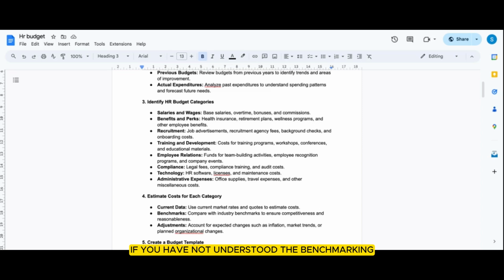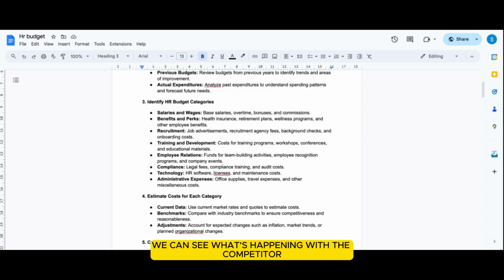If you have not understood the benchmarking, you can go to the benchmarking and job evaluation video once to understand how, once we have drafted the organization structure, for each level and for each job and designation, what salary range we have to give. If you have understood that, you have an answer now how we will come to know the salary. Yes, we can do the salary benchmarking. We can use PayScale, Paycheck. Even we can find the data from Glassdoor, Naukri, Monster, all the job posting websites. We can see what's happening with the competitor.